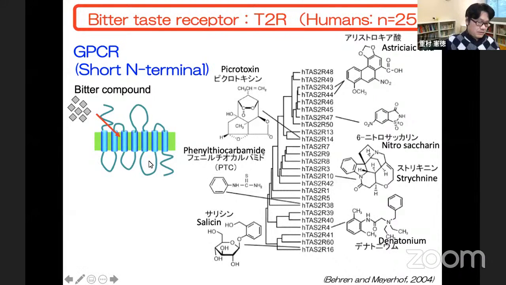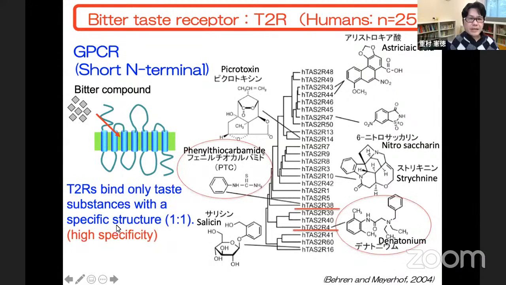Again, the T2R family is characterized by the 7 transmembrane domain with a short extracellular region, and binds only taste substances with a specific structure. For example, T2R4 is for denatonium, T2R38 is for PTC.